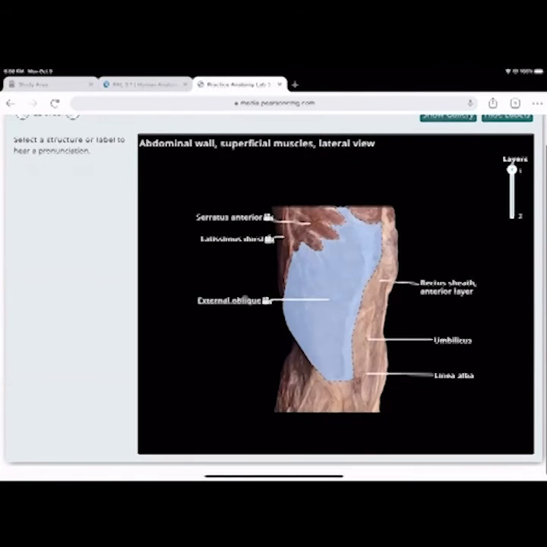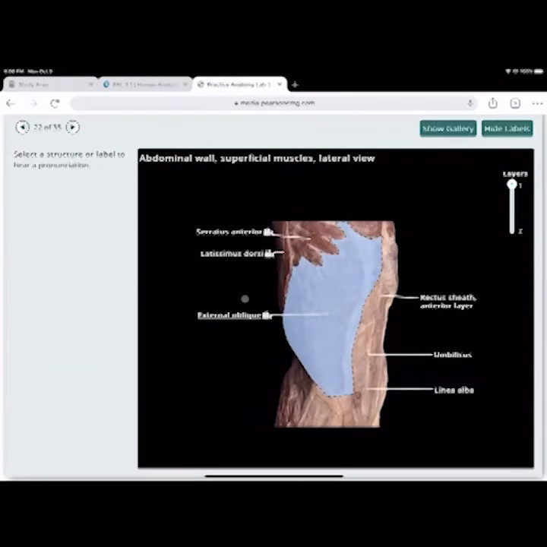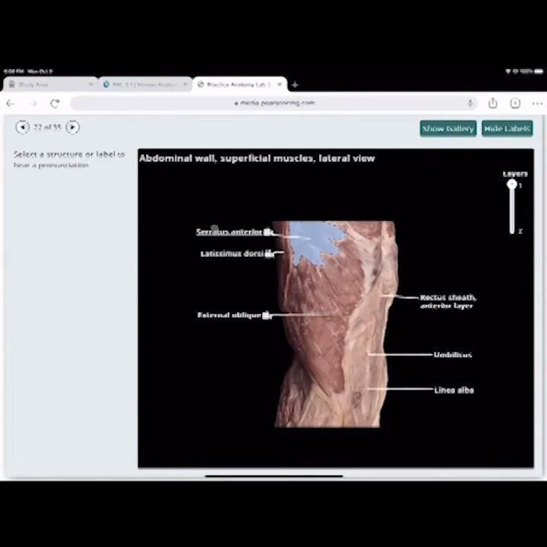Okay, lateral view of the abdominal wall here on the outside. Again, your serratus anterior muscles. You can see on the top as they work from the side around. Latissimus dorsi are the very side muscles there. The external obliques, okay, meet up with the serratus anteriors.